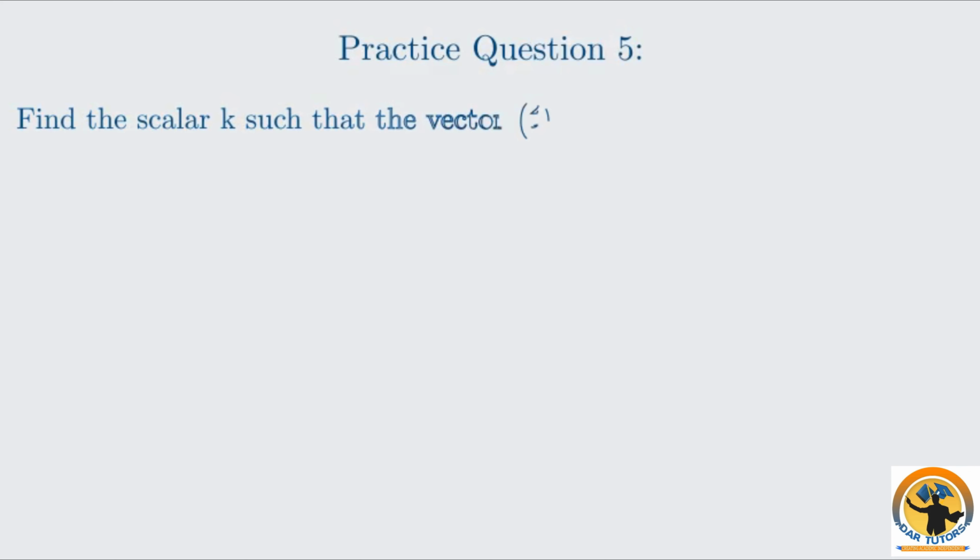Here is your fifth and final practice question. Pause the video and try to solve it. Question 5. Find the scalar k such that the vector (2, 5) plus k times the vector (-1, 3) has a magnitude of 13. Let's go through the solution.